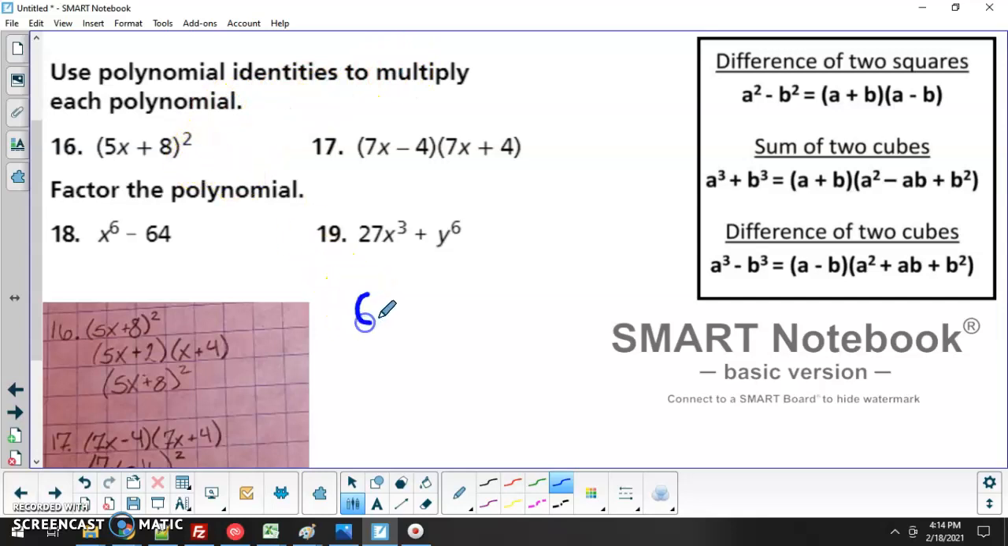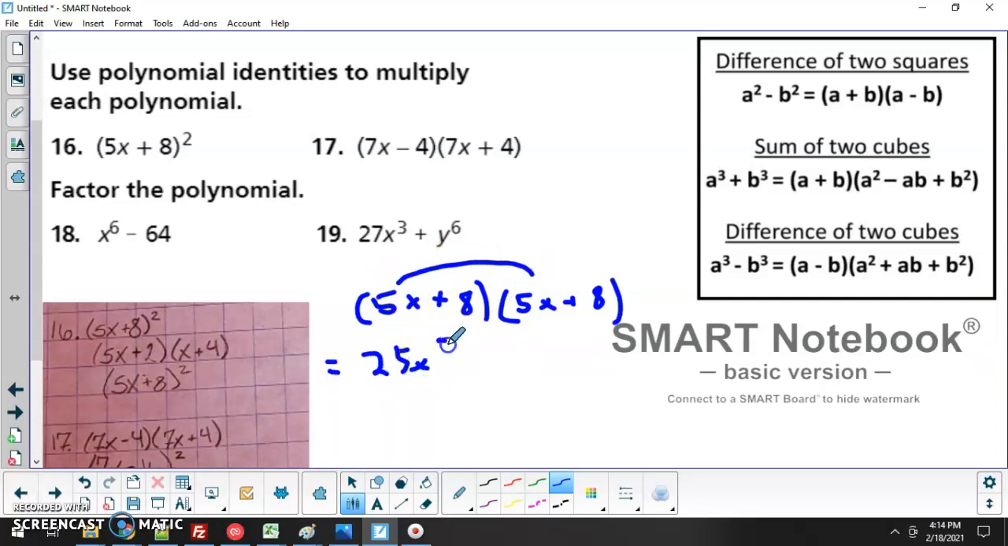So what you want to realize here is when you have a binomial squared, you have the same thing multiplied twice. Okay, 5x plus 8 times 5x plus 8. And from there, you can simply FOIL all of this out to multiply it. So if you FOIL it, you'd have 25x squared for the first terms. The outside would be 40x.